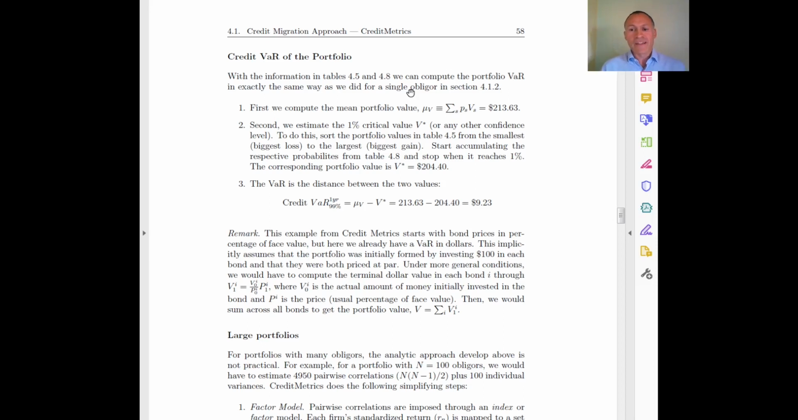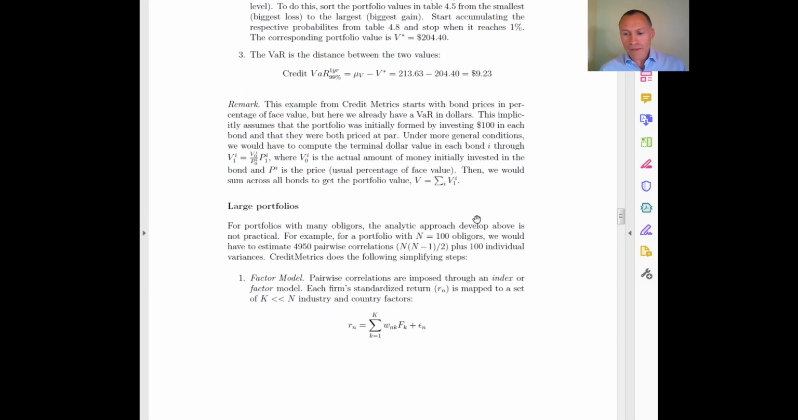Then the procedure would be exactly like we did for one single obligor in the previous video. We could compute the expected return in the same way, and then estimate the value at risk, again exactly in the same way as we did for one single bond. And we would find that the credit value at risk would be 9.23%.